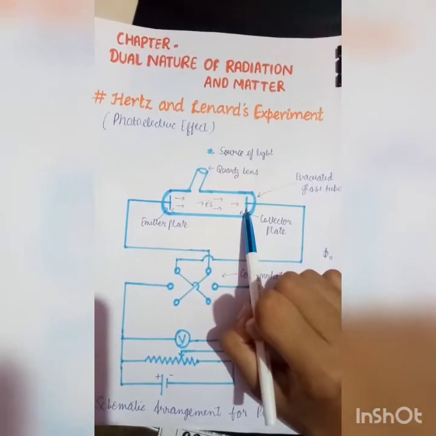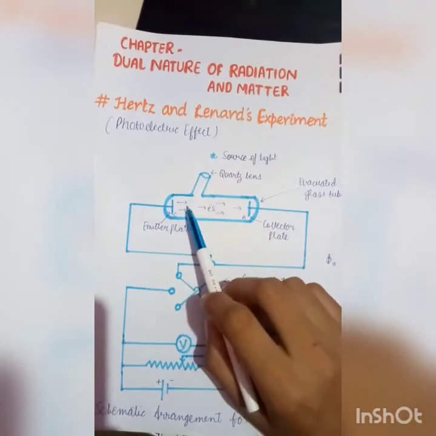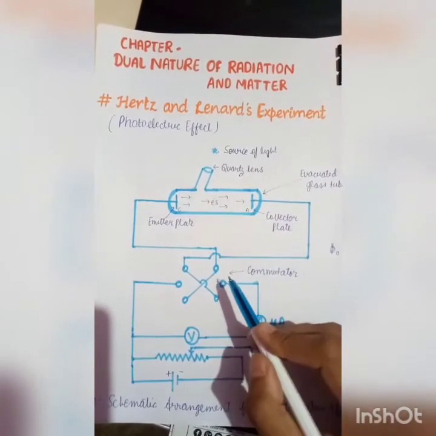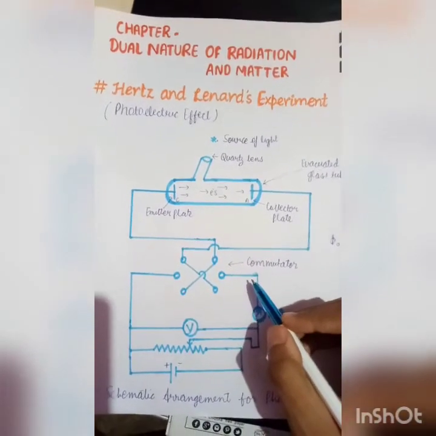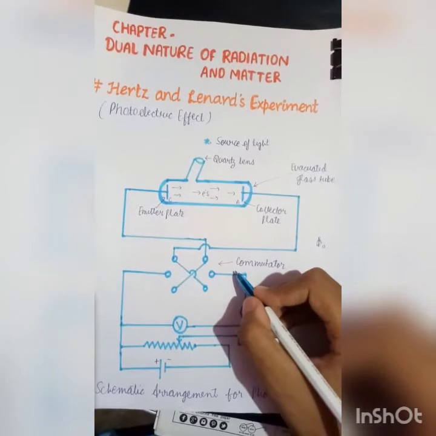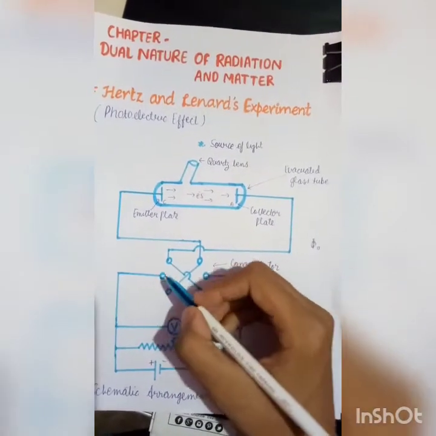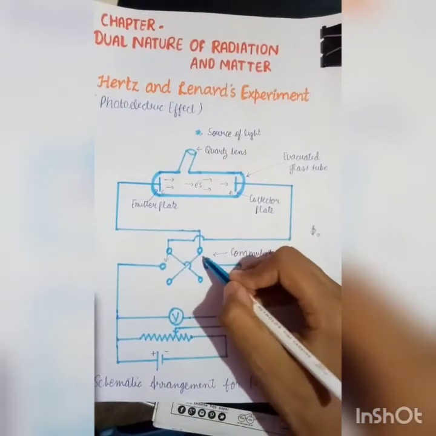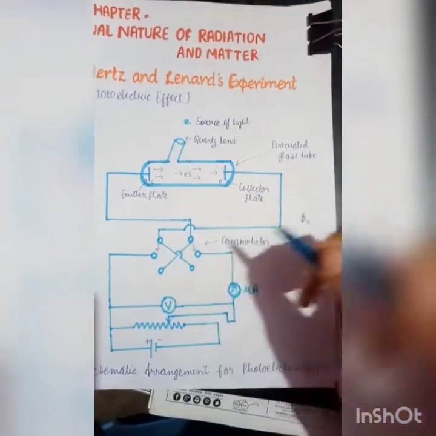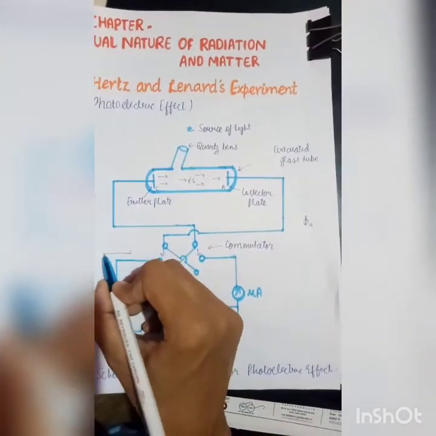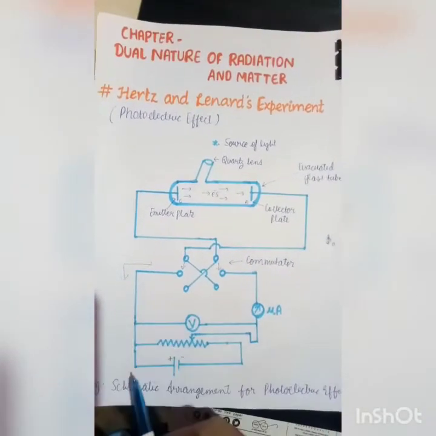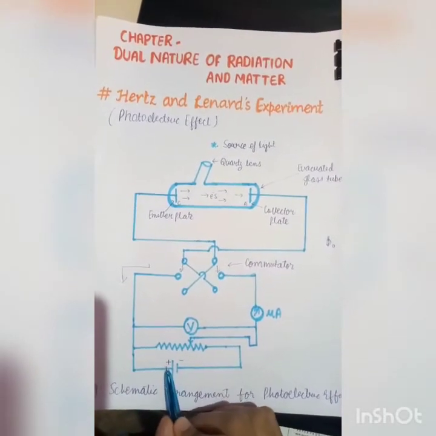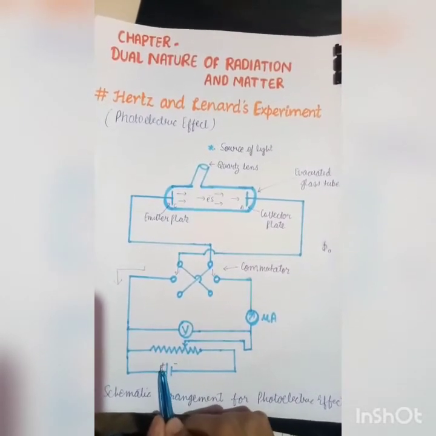As this plate is the collector plate, the electrons travel towards this side, then flow through the circuit, and come to this commutator. What does this commutator do? In this we have two switches. If this switch is connected to this one, and this switch to this one, the circuit completes and the direction of flow of current becomes this. So the current flows in the positive direction, because here we have the positive terminal.